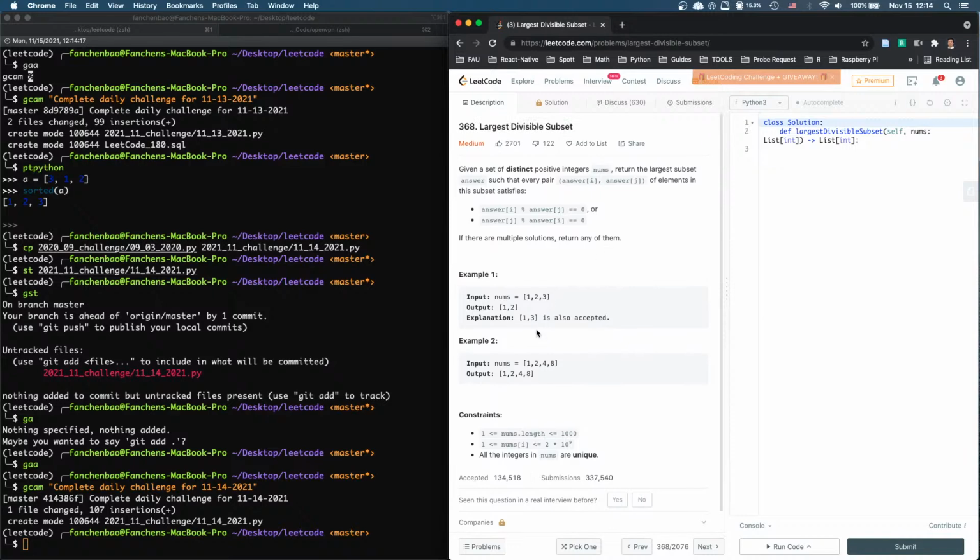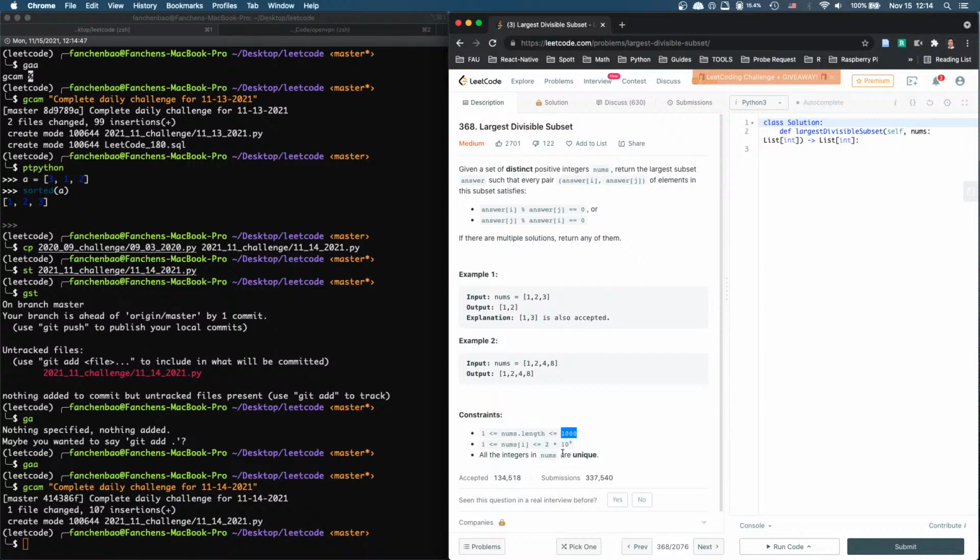Okay. If this is 1, 2, so every pair inside needs to be divisible by one another, right? And then I also need to return the largest such one. So this one, 1, 2, and 1, 3. 2, 3 is no good. That is the entire thing because everybody is divisible by everybody else. I have 1,000 values. All of them are unique.